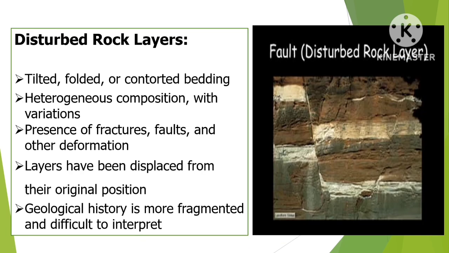Another type of rock layer is the disturbed rock layers. It has tilted, folded, or contorted beddings, heterogeneous composition with variation, and the presence of fractures, faults, and other deformation. Layers have been displaced from their original position, and geological history is more fragmented and difficult to interpret.